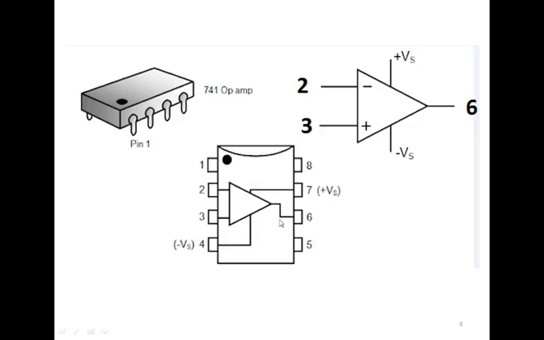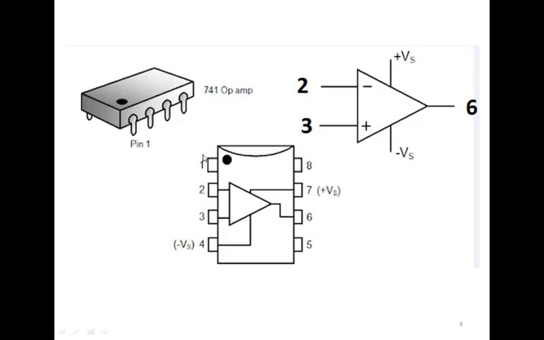This is the pin configuration of the 741 op-amp, and this is the symbol of the op-amp, in which you have two input terminals, one output terminal, and two supply terminals. One is the positive supply voltage and the other is the negative supply voltage. In the pin configuration, pins 2 and 3 are the input terminals, pin 6 is the output terminal, and pins 7 and 4 are supply terminals.